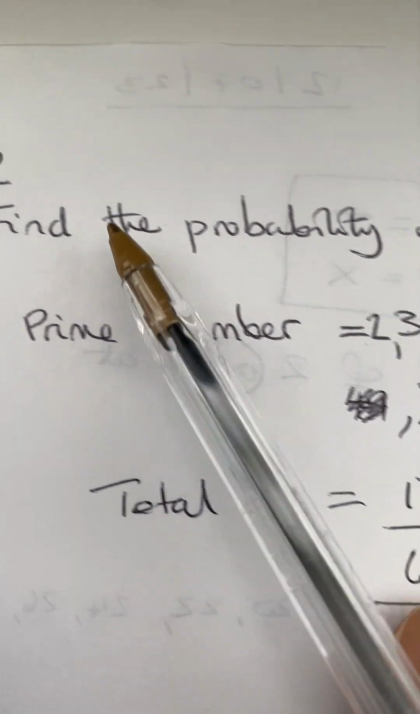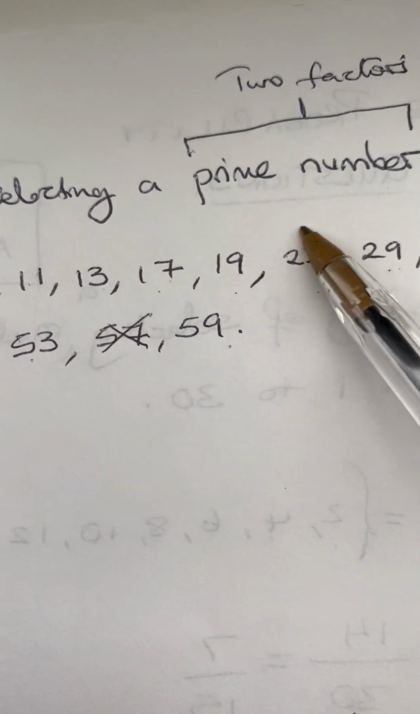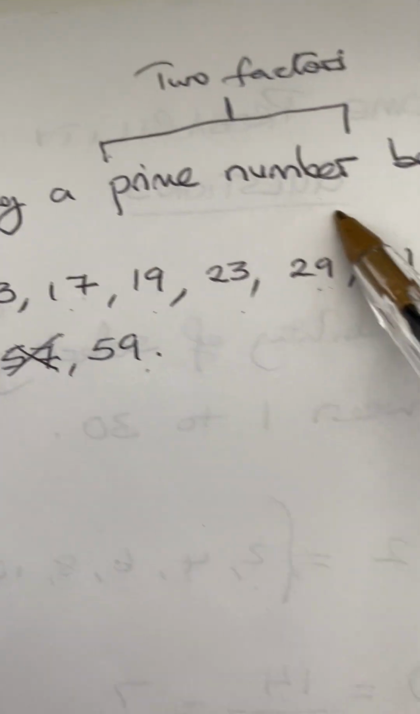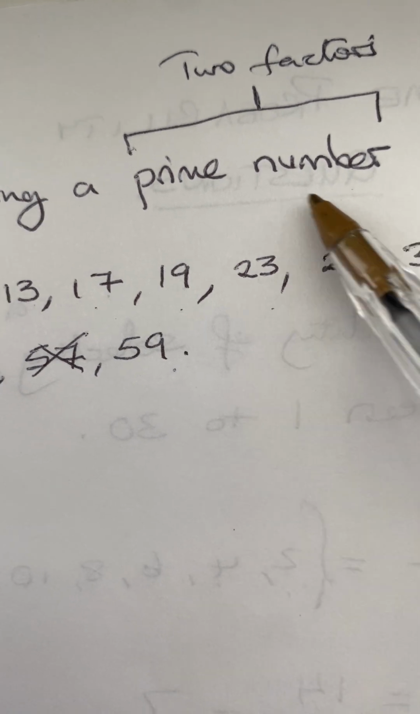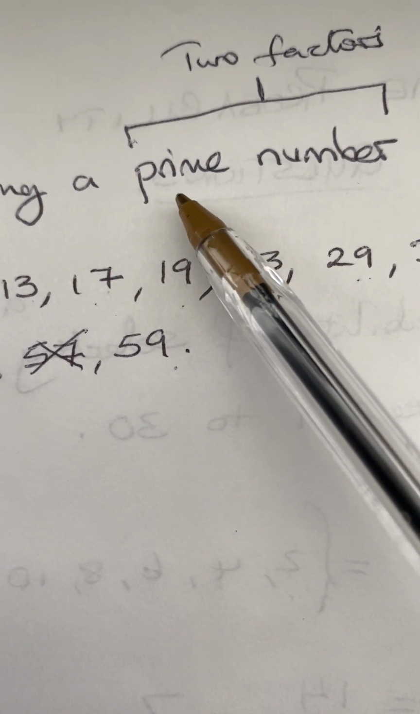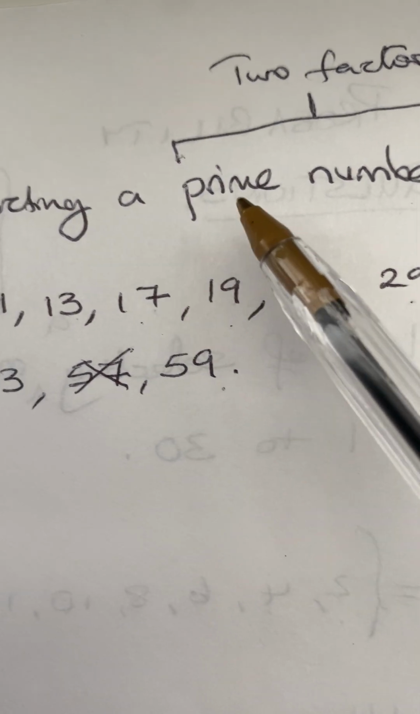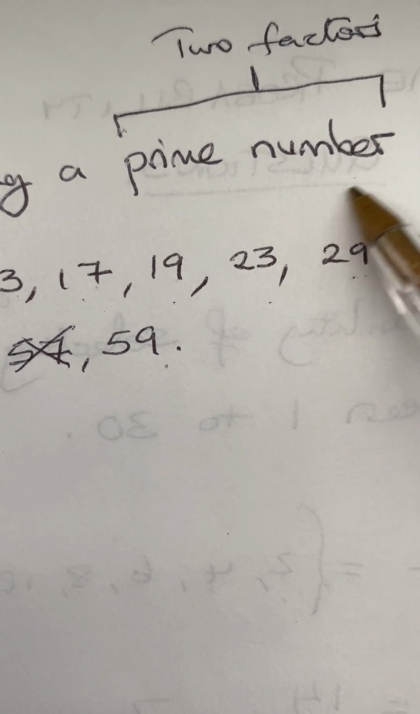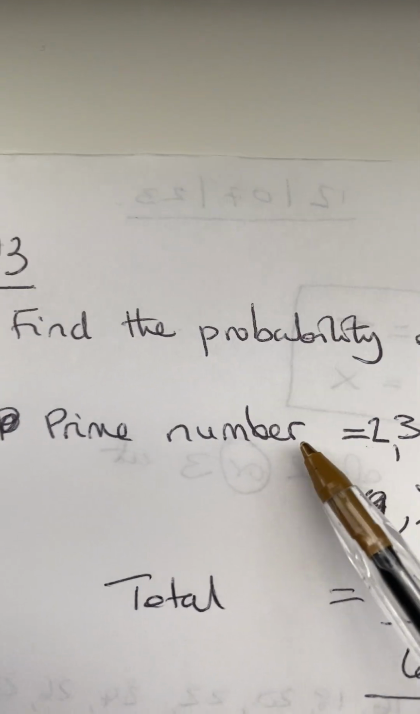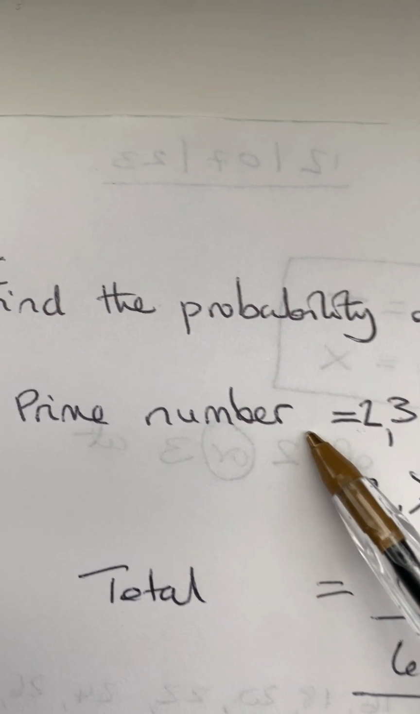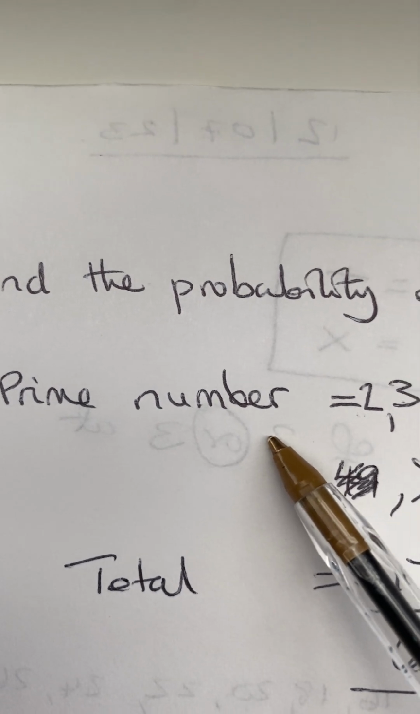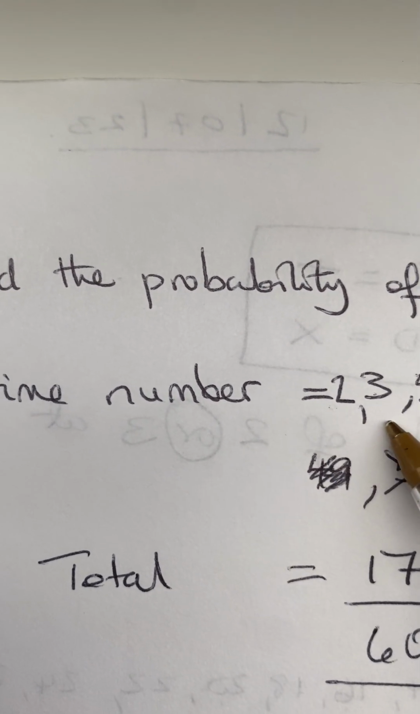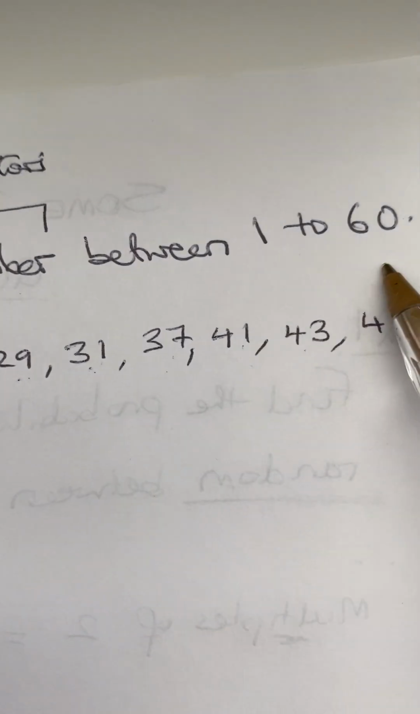Find the probability of selecting a prime number. So you remember we did prime numbers. 1 is not a prime number, but a prime number has a factor of 1 and only itself, between 1 and 60. So now here you need to know what a prime number is. We did prime numbers, we did prime factors. So I've listed the prime numbers for you between 1 and 60.